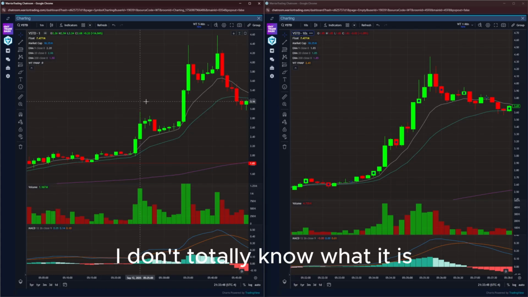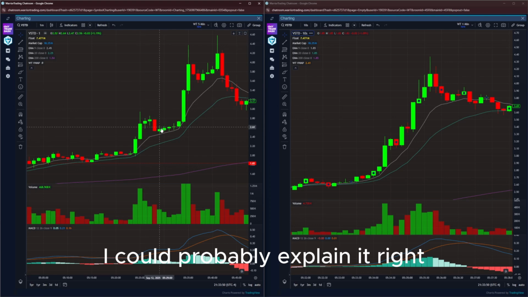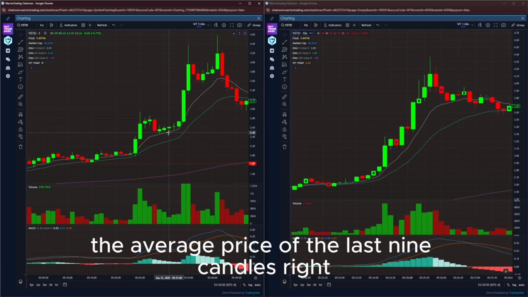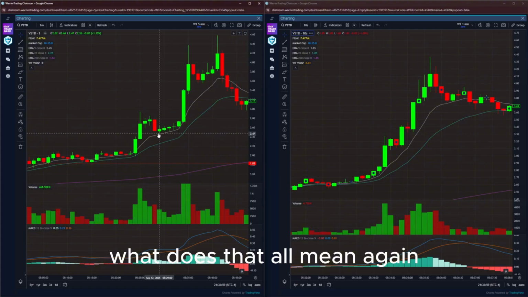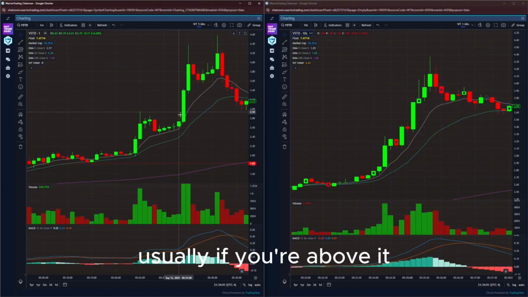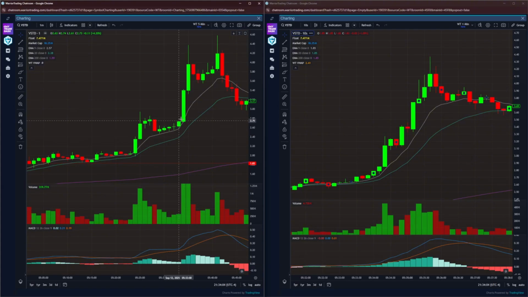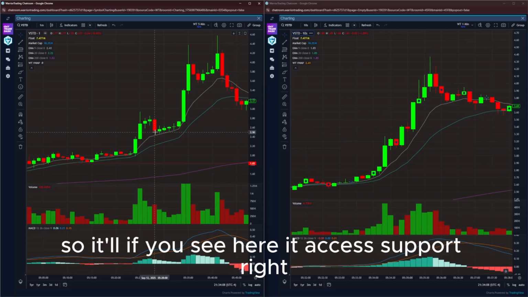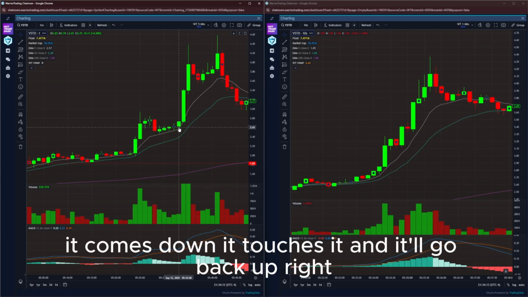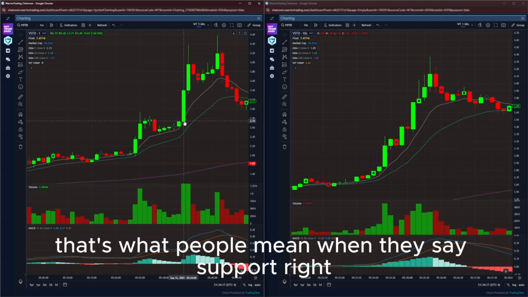I don't totally know what it is, I could probably explain it. The EMA is like the average price of the last 9 candles. Support and resistance, what does that all mean? Again, it's a line. Usually, if you're above it, that's green, that's good, that's bullish. It's called support. So if you see here, it acts as support. It comes down, it touches it, and it'll go back up. It's a level of support. That's what people mean when they say support.